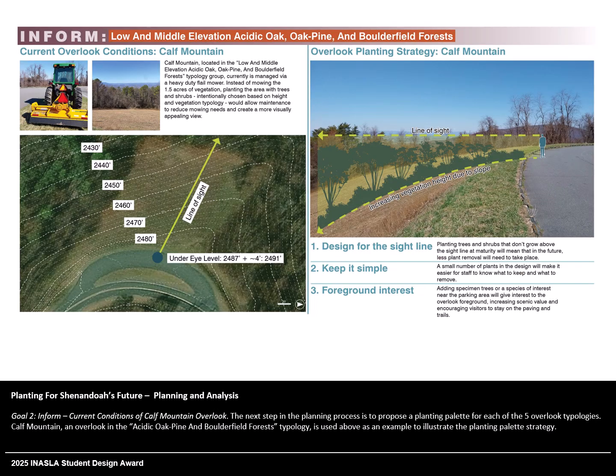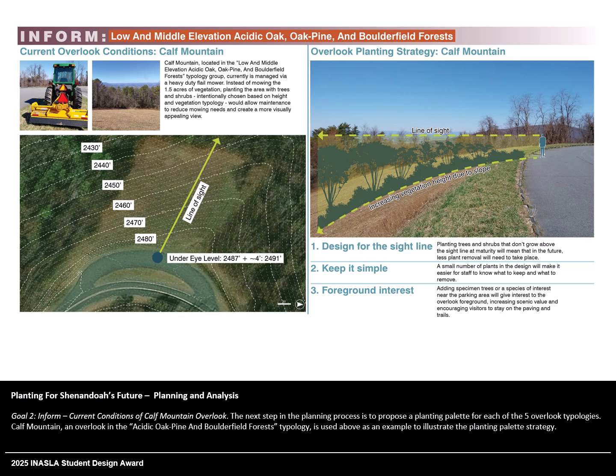After identifying the vegetation needs of each overlook, my next step was to use this research to inform my planting palettes and planting design for each overlook. My planting strategy is to follow 3 principles. Design for the sightline so view sheds are kept clear into the future. Propose a simple planting palette that will be easy for park staff to implement. And lastly, ensure that overlook plants will provide foreground interest.